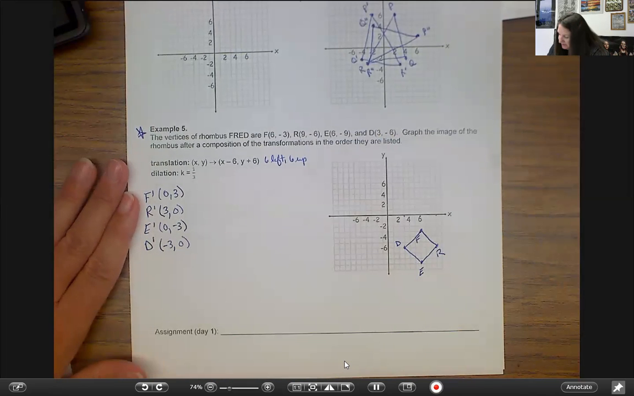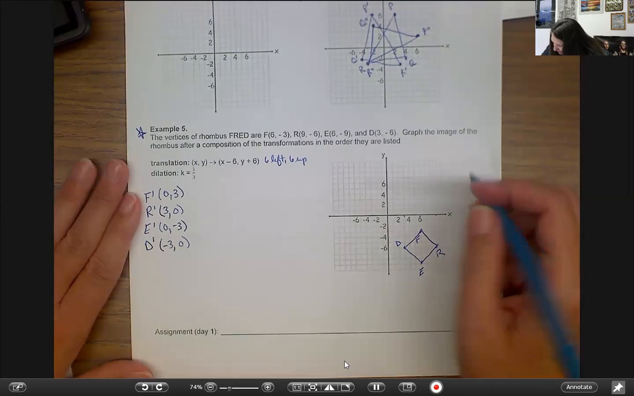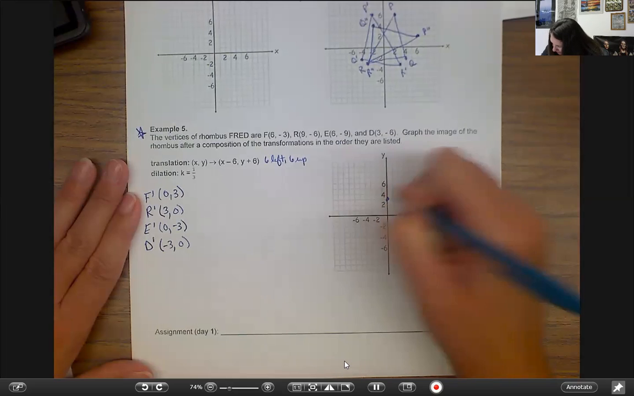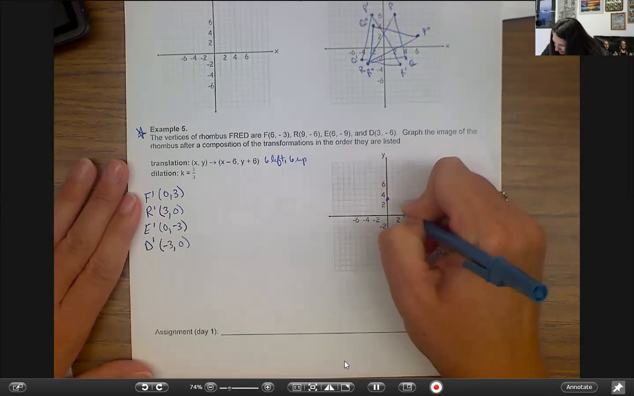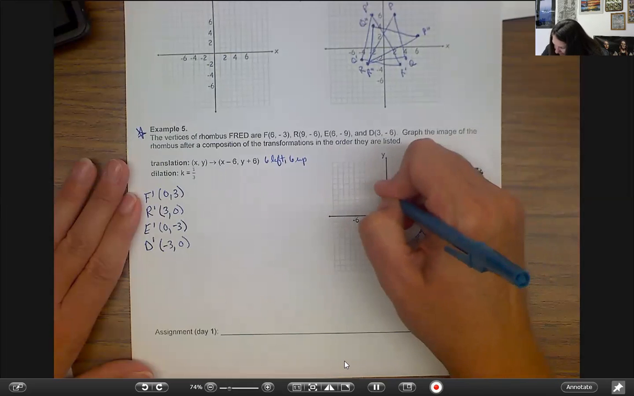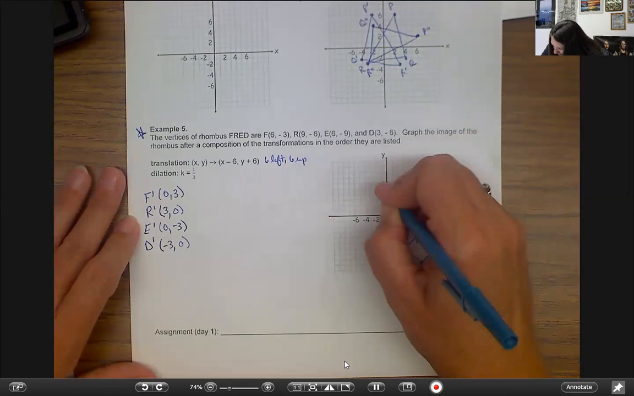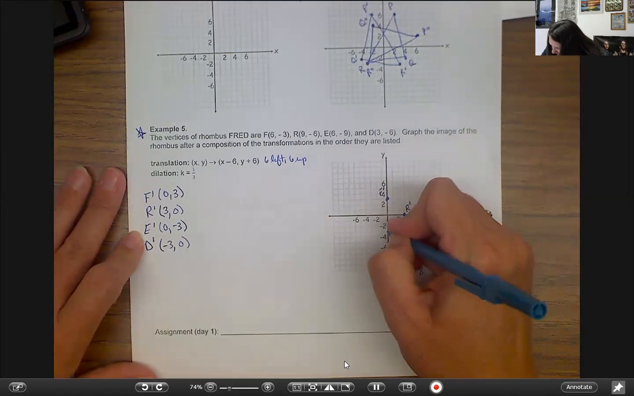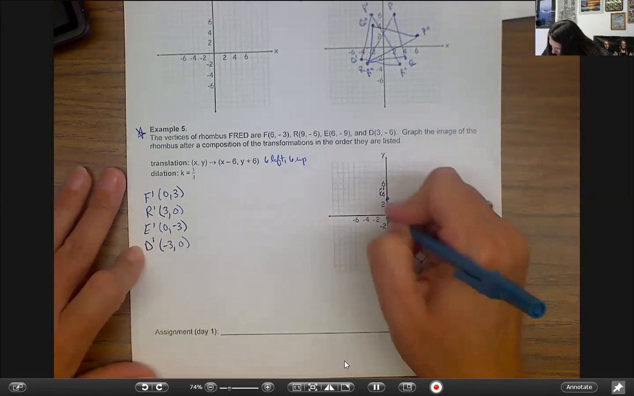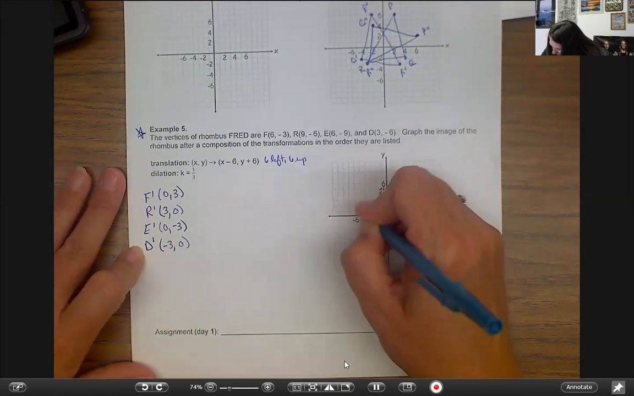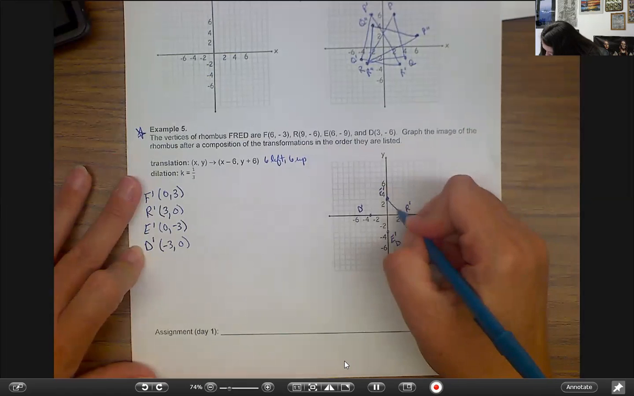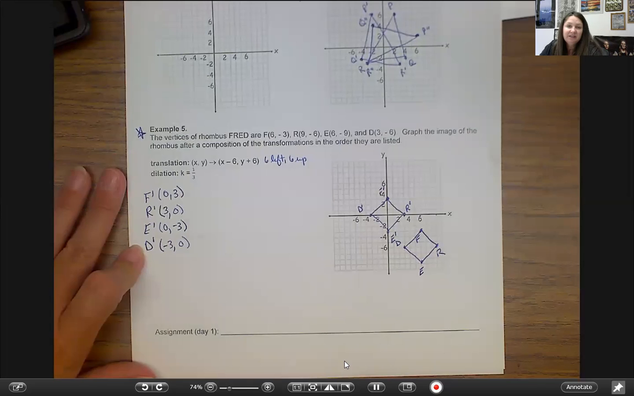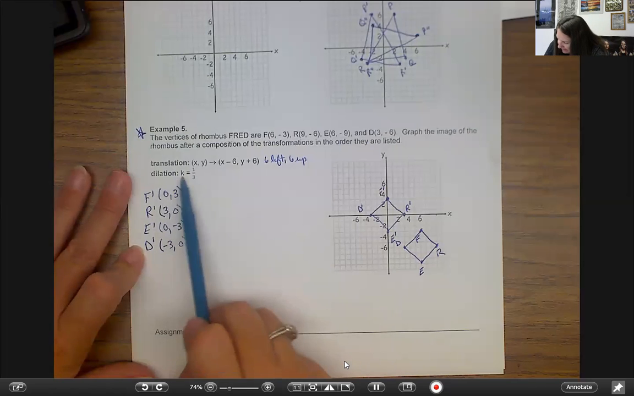So pretty easy points to move here. So I'm going to go to 0, 3, F prime; 3, 0, R prime; 0, -3, E prime; and -3, 0, D prime. Okay, now here's Fred prime, located here. And now I'm going to construct a dilation of 1/3.